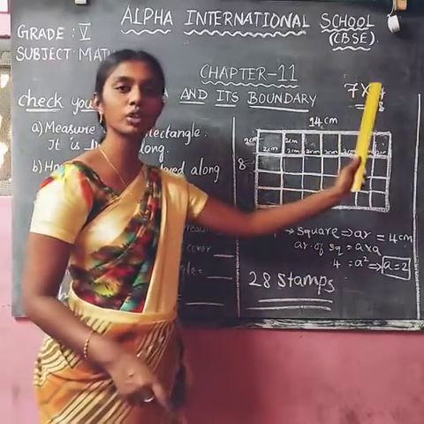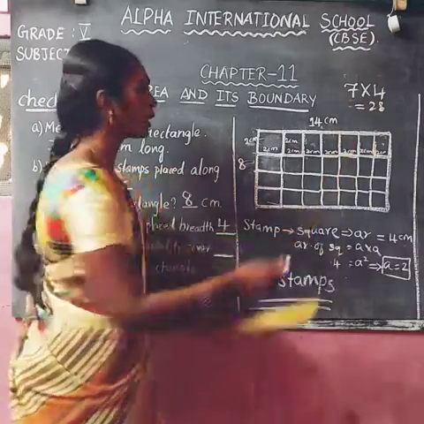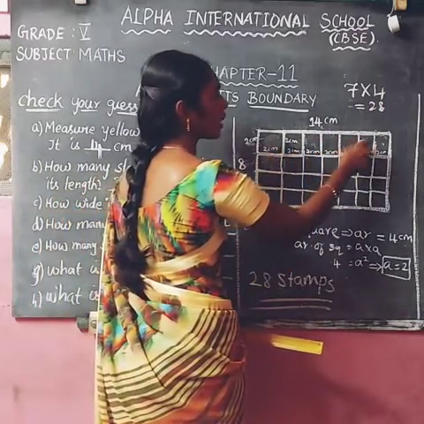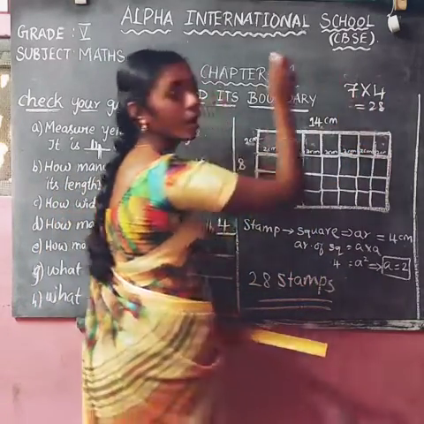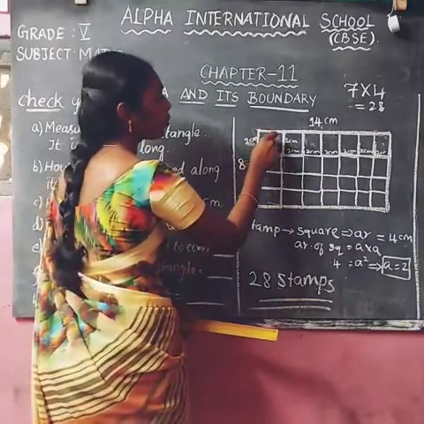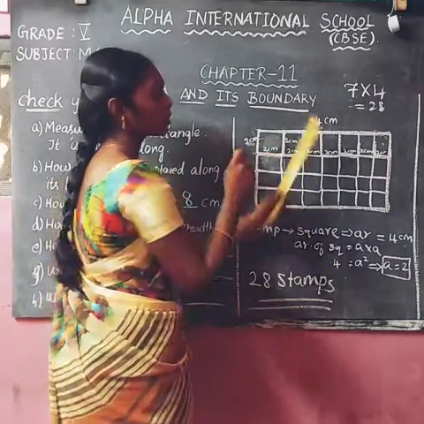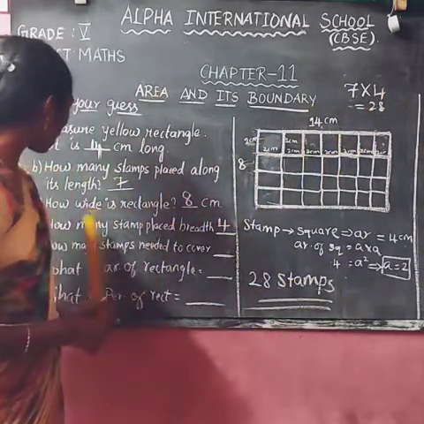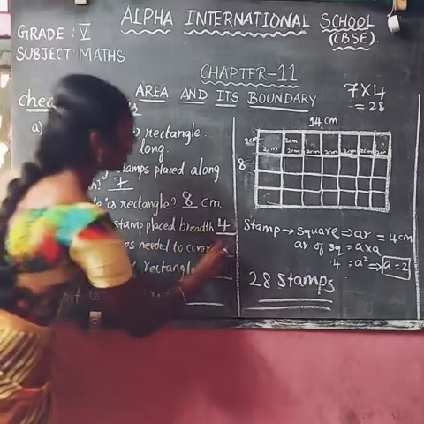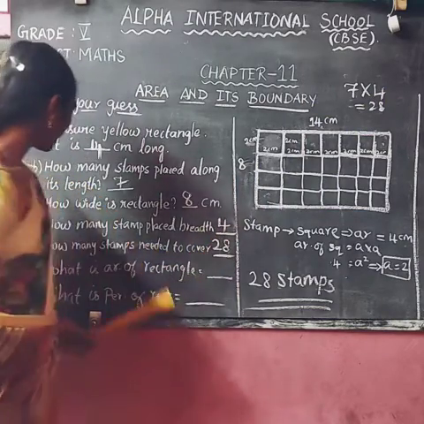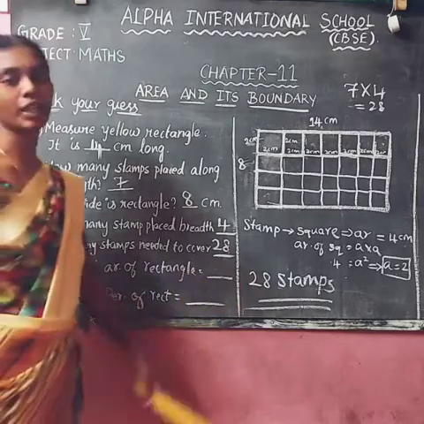This is very easy. Both are giving us the same answer only. See here, 1, 2, 3, 4, 5, 6, 7. Here 7, into, we want to multiply, and 1, 2, 3, 4, totally 4. So 7 into 4 is 28. So how many stamps are needed to cover? 28 stamps. Yes, good.